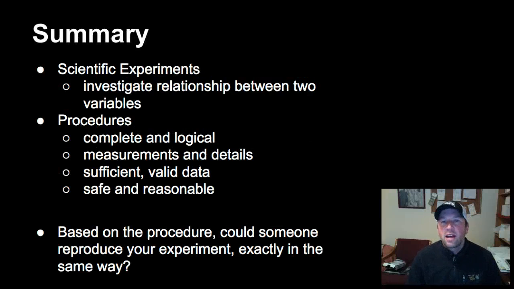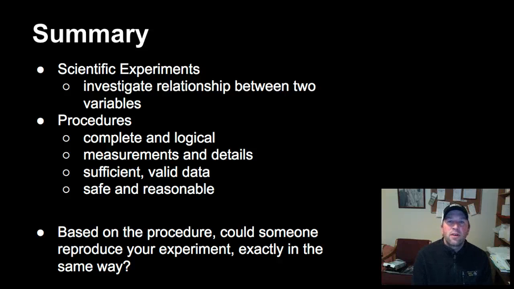So in summary, scientific experiments are asking questions to investigate the relationship between two variables. These are called independent and dependent variables, and that's really where you have to start. You have to know what your variables are, and you have to think about what are the units or how you'll measure them. As you write your procedure, you'll need to make sure that it's complete and logical, so you have all of the steps laid out so that someone could follow your exact same procedure later, including as many measurements and details as possible.